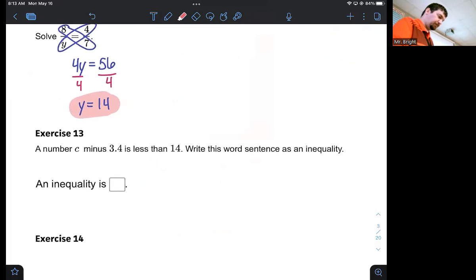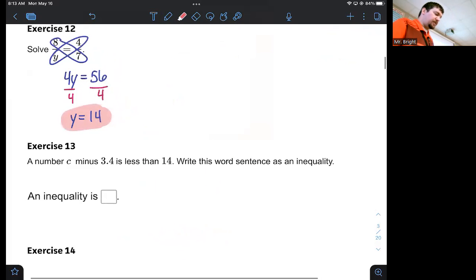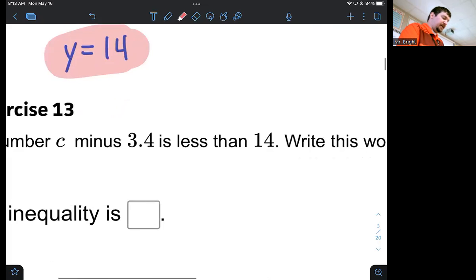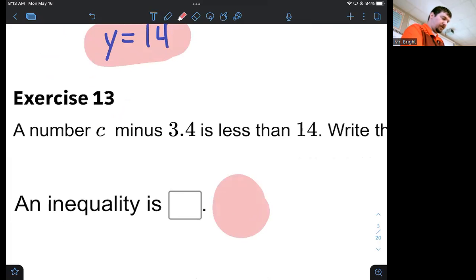Number 13. A number C minus 3.4 is less than 14. Write this word sentence as an inequality. As far as writing inequalities goes, this one's pretty easy to write. A number C. So I need to write C. Now, to do this, you'll have to use your keyboard, or you'll have to use the ABC function on your Big Ideas keyboard. But you need to write a lowercase c. And then it says minus 3.4.